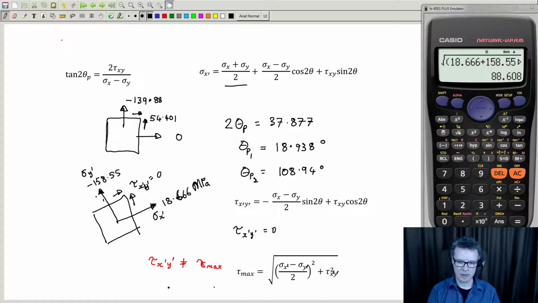Just need to remember that your maximum shear stress is not your transposed shear stress in this state.